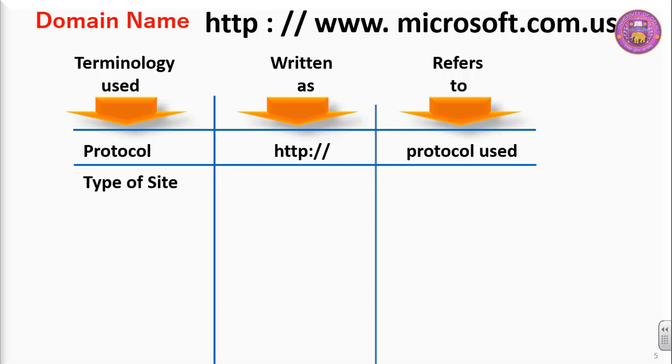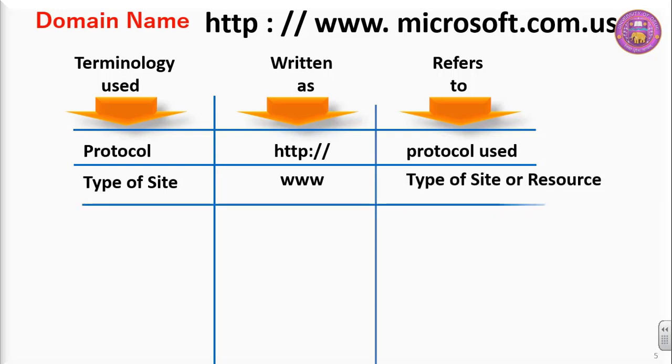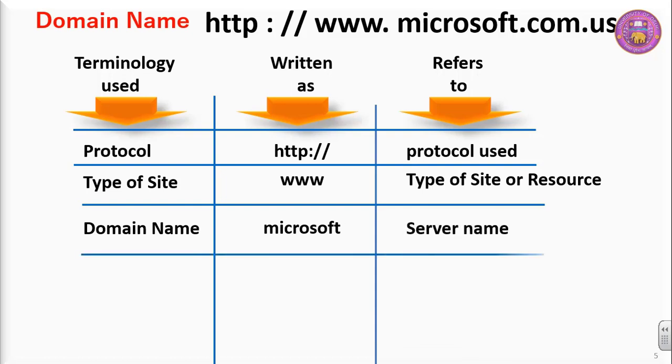The second is type of site. Type of site is www, World Wide Web. It means it is a type of site where the pages are linked to each other. This is the type of site or resource. The next one is domain name. Domain name refers to the name of the company which is having this particular server. In our case, it is Microsoft. This is the name of the server.